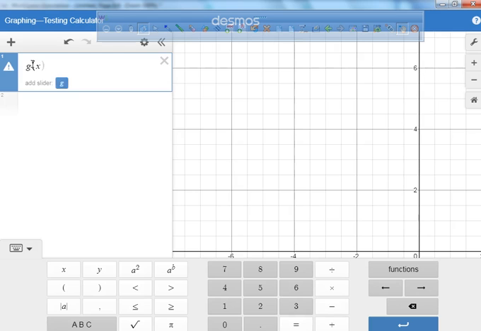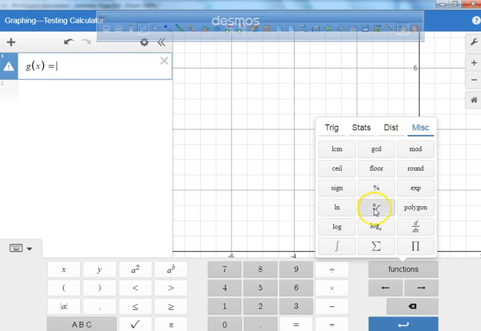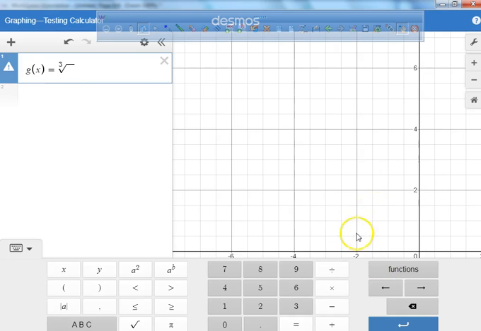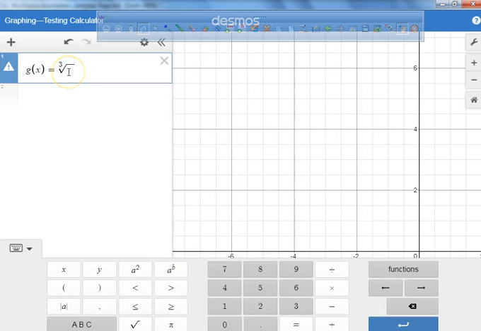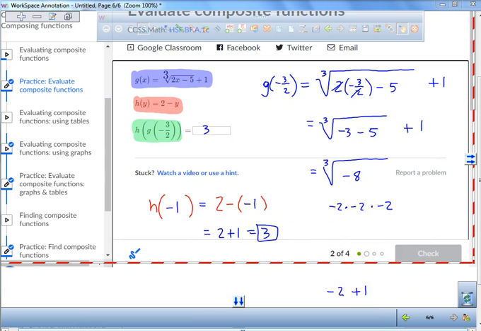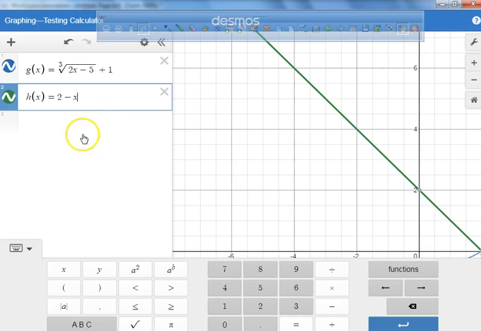g of x equals, and then you go over here to the old function bar and you do miscellaneous and you put the cubic root like that. And then let's see here. What else do we got? 2x minus 5. All right. 2x minus 5, and then we put plus 1 like that. And then we put h of x. Even though it says h of y, I'm just going to put h of x because Desmos graphs in terms of x. Equals 2 minus x right here.